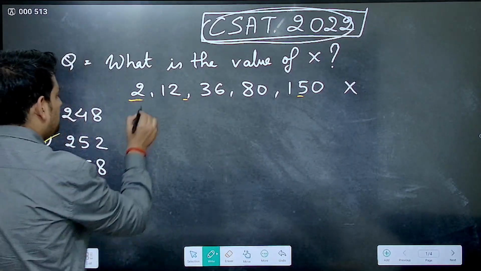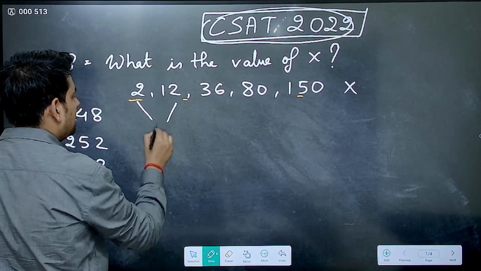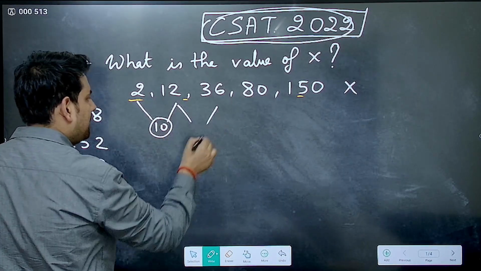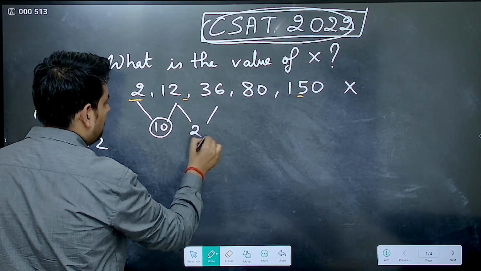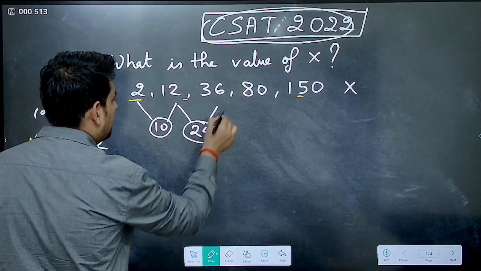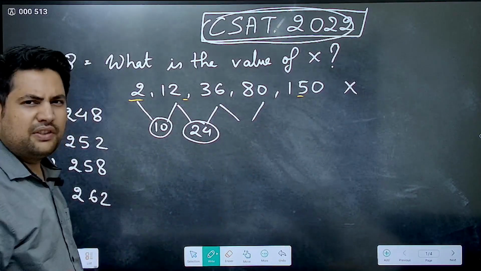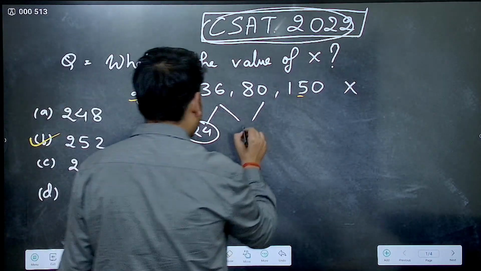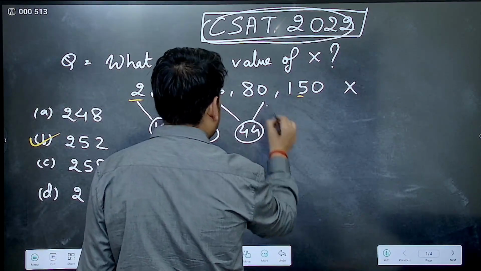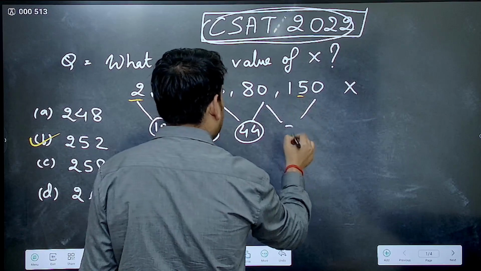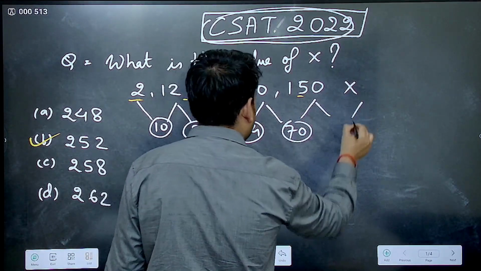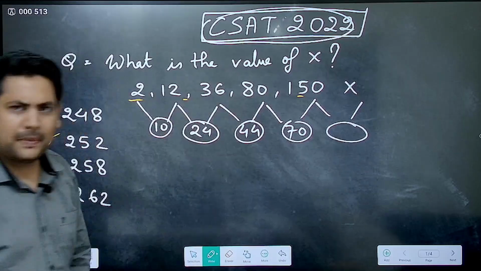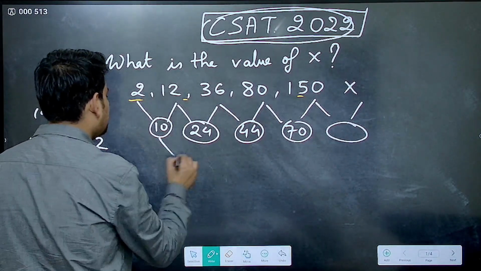Let's check. So 2 and 12, what will be the difference? 10. Then 12 and 36, difference 24. Then 36 and 80, what is the difference? 44. Then 150 and 80, it will be 70. This we don't know right now. Correct? Now let's move further.